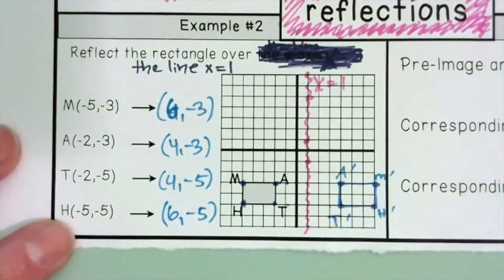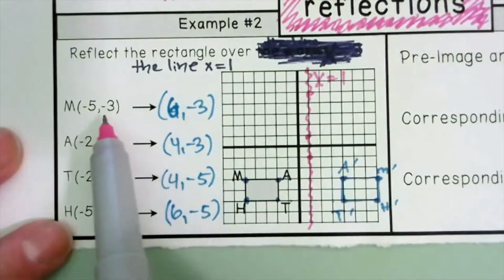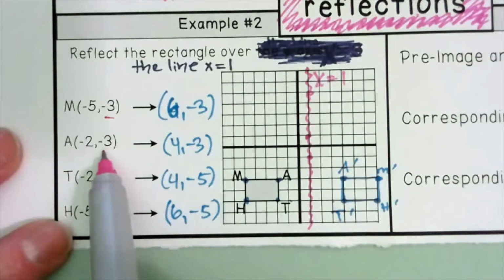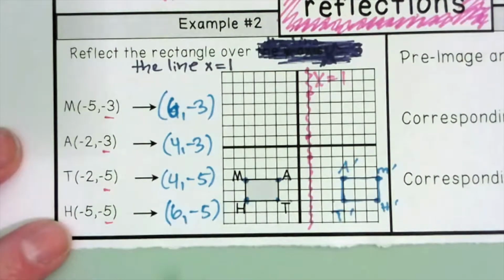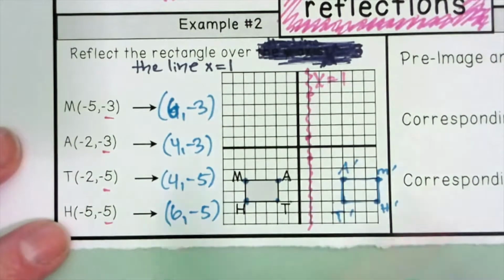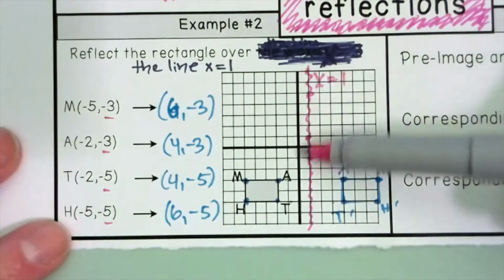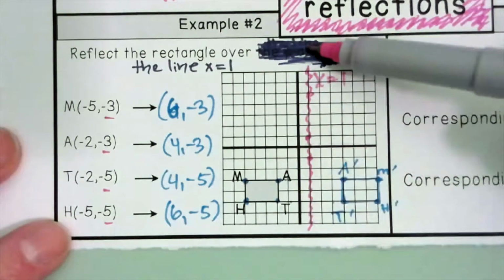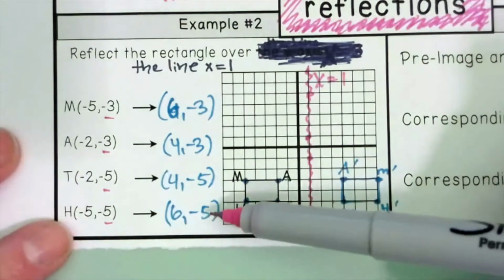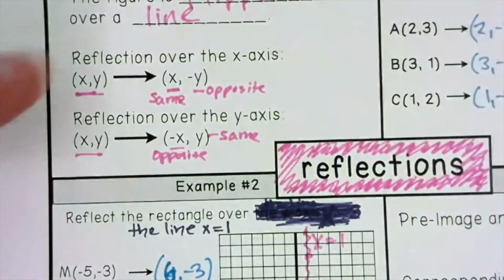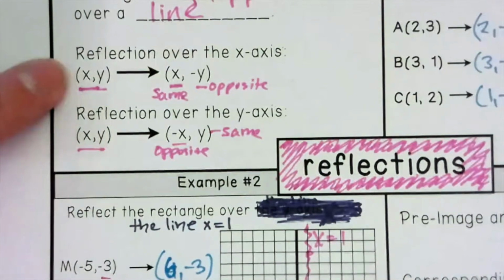Now if we look and see what happened, my y coordinates all stayed the same. Because this x equals 1 line is actually parallel to the y-axis, it does act the same on the y coordinate. The x coordinate doesn't follow this pattern though. Okay, the x coordinates don't follow this pattern.